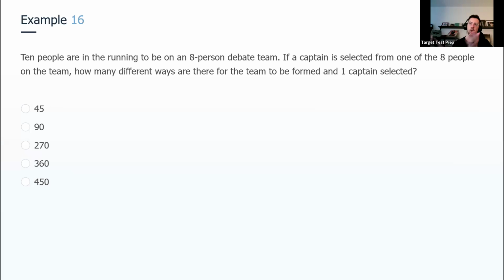This is one where 10 people are in the running to be on an 8-person team. Then there's this whole thing about selecting a captain, which we're going to have to figure out. But just for the first piece, we're going to choose 8 people from those 10 to be on a debate team. If you're on the team, it doesn't really matter what order; there's no hierarchy other than this captain thing. That first piece is just a combination, so it's contextual like that. All right, let me give you 2 minutes to try that.